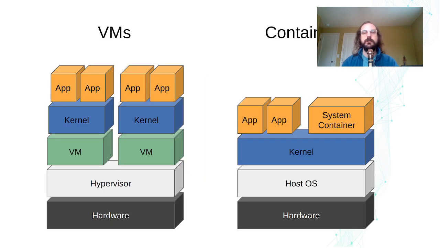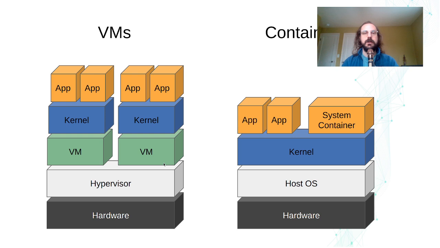All right, that's a lot of information. Let's check it out in a visual format with some rectangular prisms here. On the left, we have VMs. So again, at the bottom, we have the hardware. Running on top of that is a hypervisor, which could be running within a host OS or it could be a bare metal hypervisor.